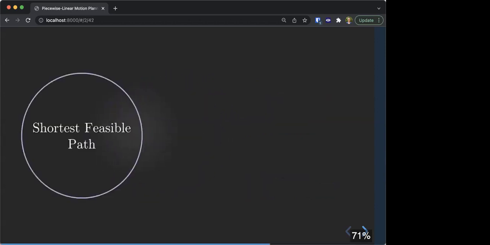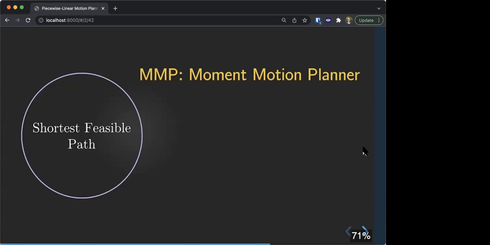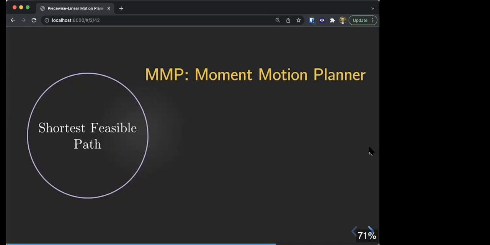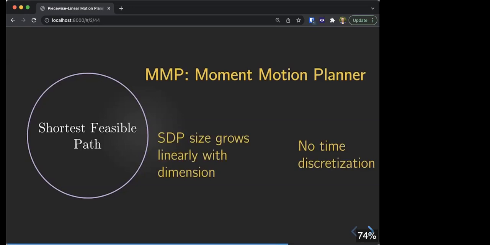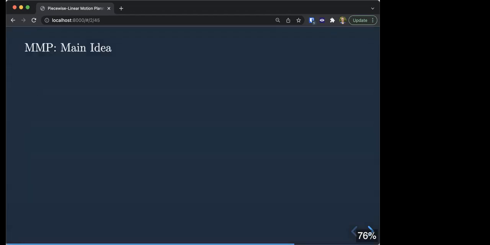In practice, you care about lower bounds, but one thing you want more is to actually find upper bounds. You want to find an actual path that you can feed to your robot. So we adapt this method to also give you upper bounds, and we call it MMP, or Moment Motion Planner. It enjoys some of the same nice properties: we don't require time discretization, and the size of the semi-definite programs grows linearly with the dimension. So let me give you the main idea behind MMP. How does it work?